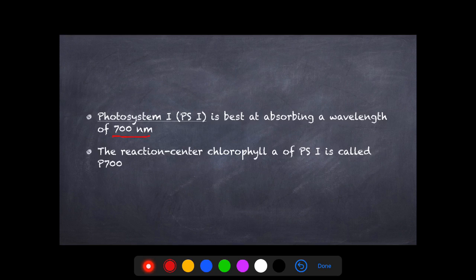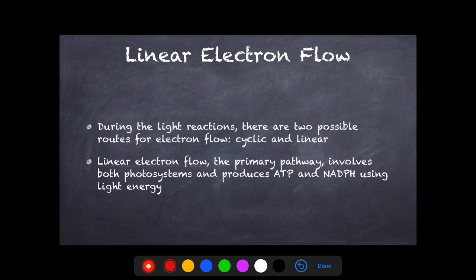Photosystem 1 is the best at absorbing 700 nanometers, and this will happen after photosystem 2. And so it is going to be called P700. The reaction center of chlorophyll A in photosystem 1 is going to be called P700. So photosystem 1, aka P700. And then remember photosystem 2, which will happen before photosystem 1, is going to be called P680, reflecting the wavelengths that they absorb.